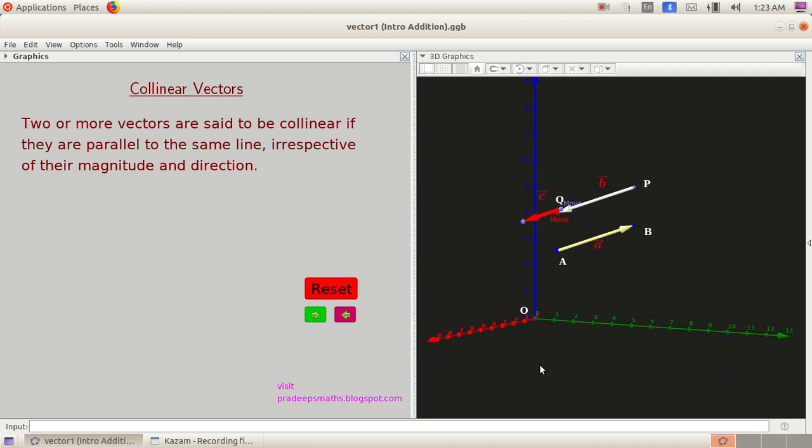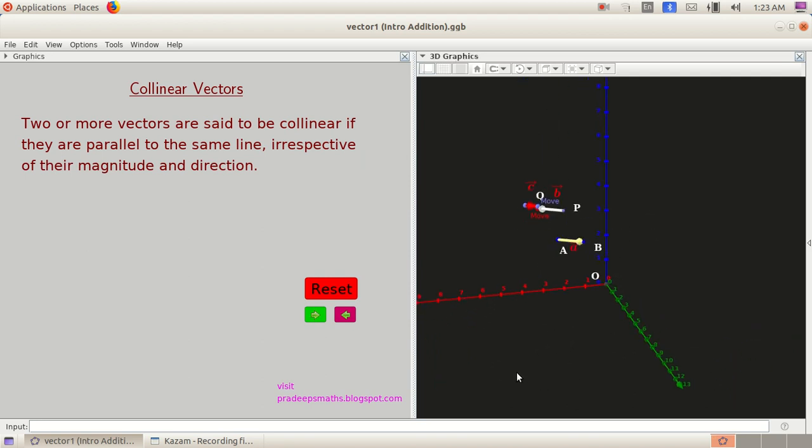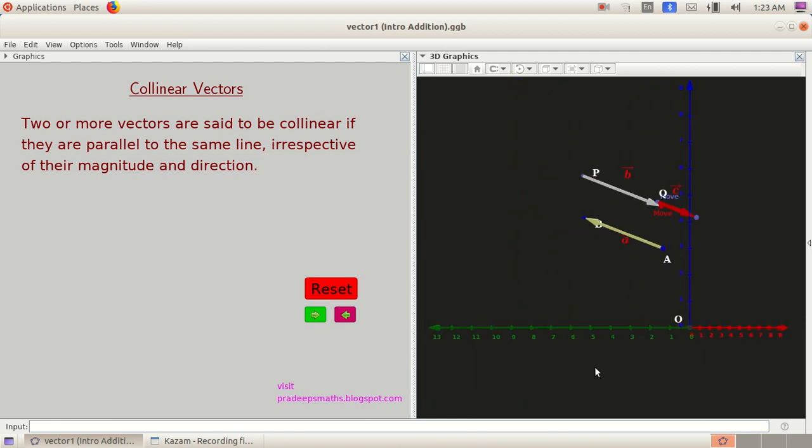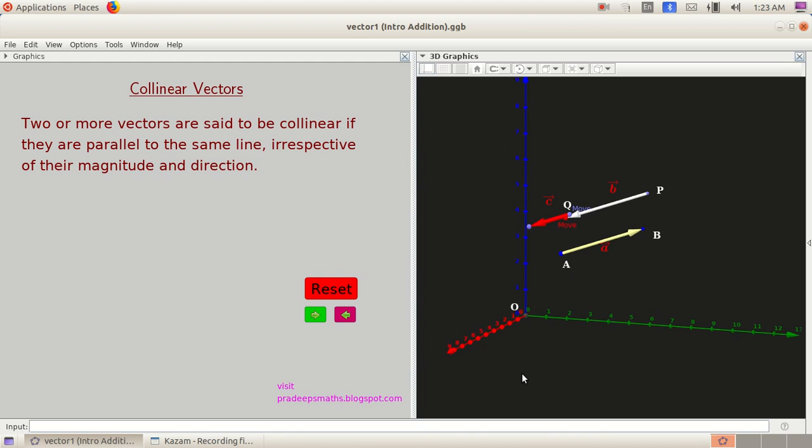Collinear vectors. Here we have 3 vectors like this. 2 or more vectors are said to be collinear if they are parallel to the same line irrespective of their magnitude and direction. Once again, 2 or more vectors are said to be collinear if they are parallel to the same line irrespective of their magnitude and direction.